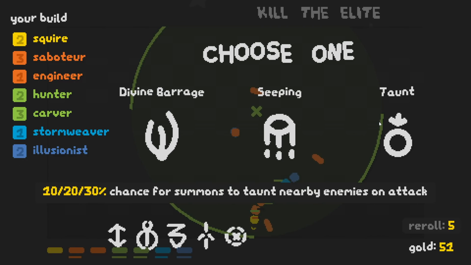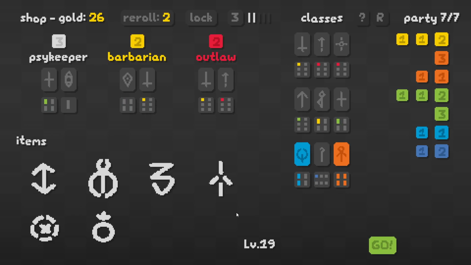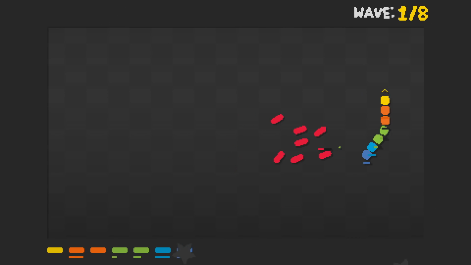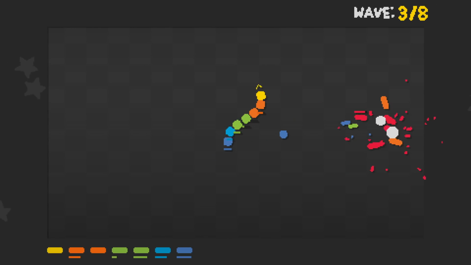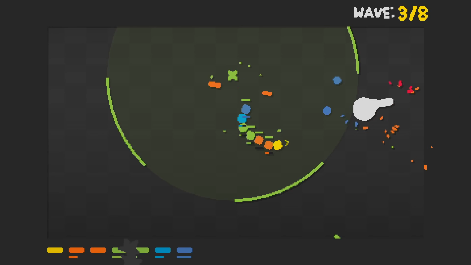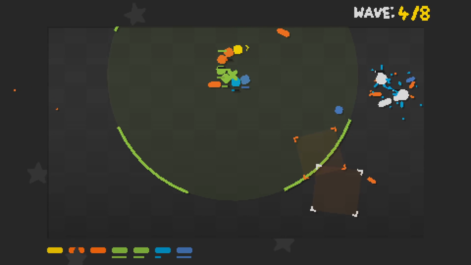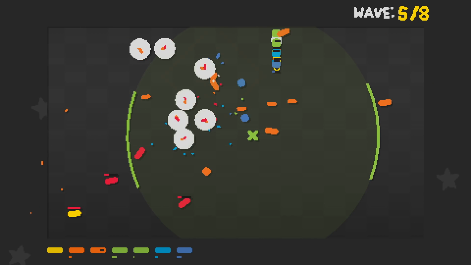Chance for summons to taunt nearby enemies. I don't know if I think this is good or not, but we'll find out. It'll keep him away from us, I guess, but how does it work with, like, the saboteur? Okay, and they can't die, though? And the turrets can't die, though? This is stupid. Oh my god, this is so strong.